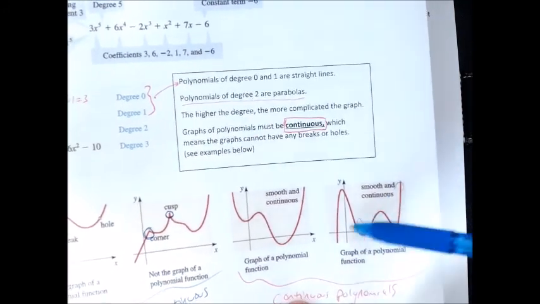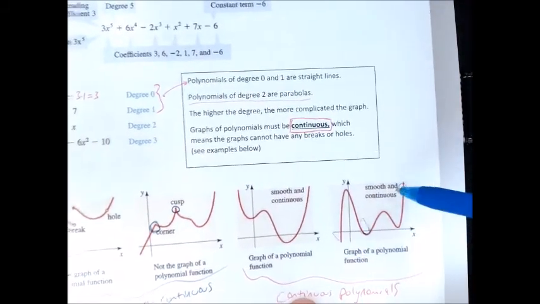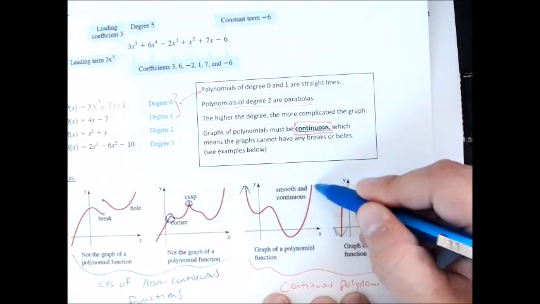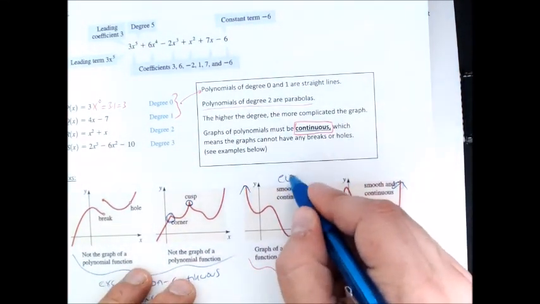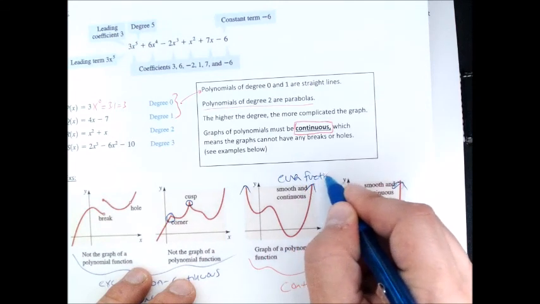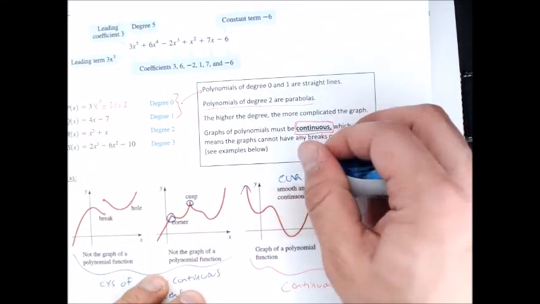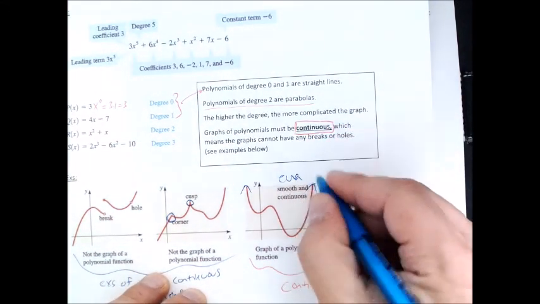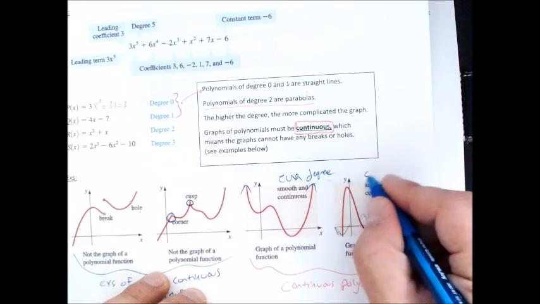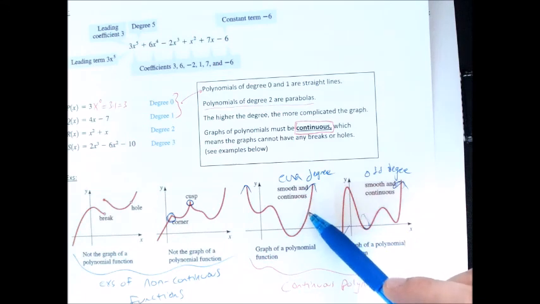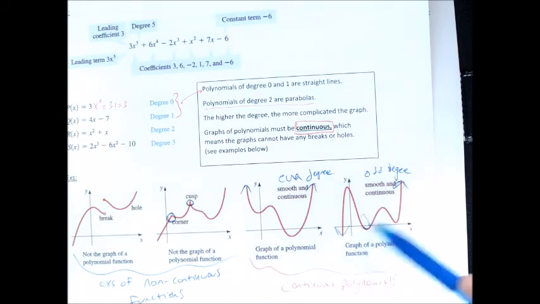And then the ends, see how this one has the ends pointing in opposite directions? This one has one end pointing down and the other one pointing up. And this one has them both pointing up. That's because this one is an even degree, not even function, I meant to say. And that's because this one's an odd degree. And so the degree tells us whether the ends are pointing in the same direction, up or down, or whether they're pointing in opposite directions. And so that's what this page is telling us.